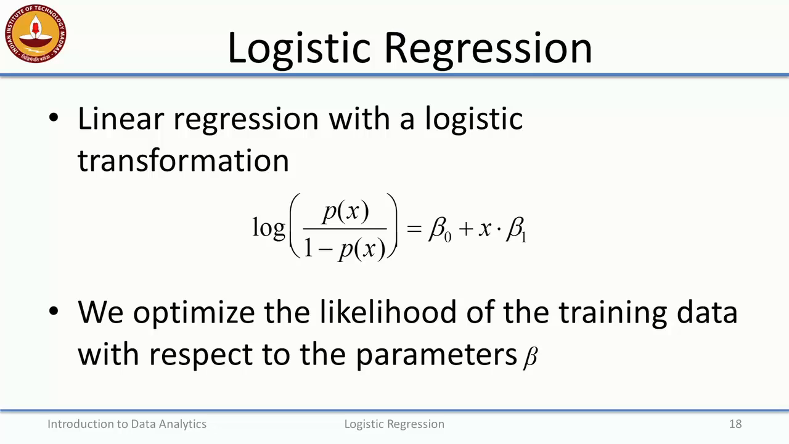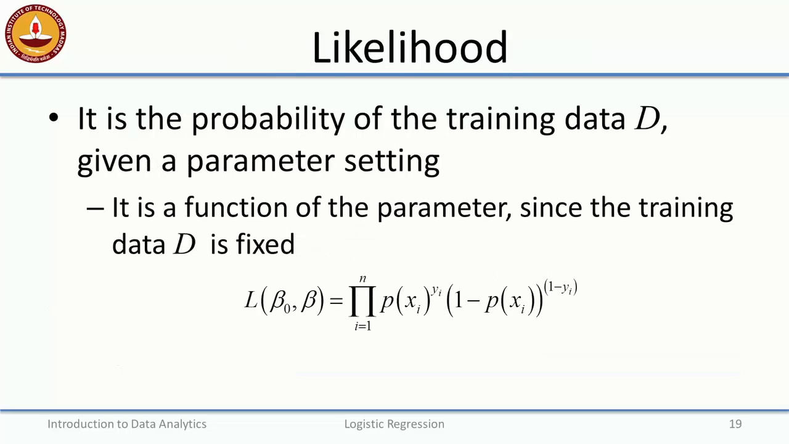It makes more sense to try to optimize the probability of seeing the training data with respect to the parameters beta. So, what is the likelihood? The likelihood is the probability of the training data D given a particular parameter setting beta. You should note here that it is a function of the parameter setting, because the training data D that is given to you is usually fixed.